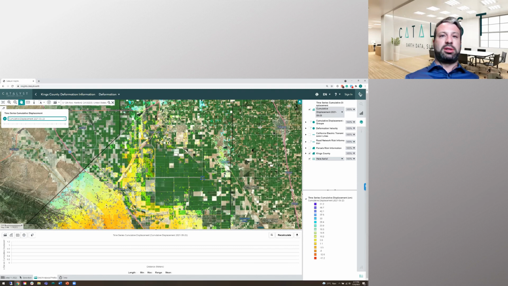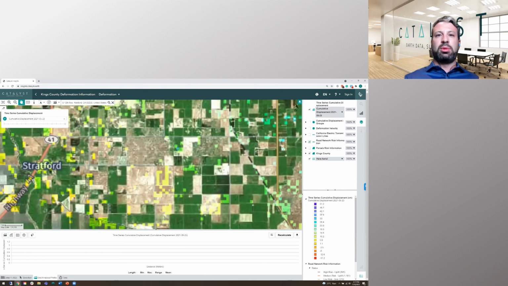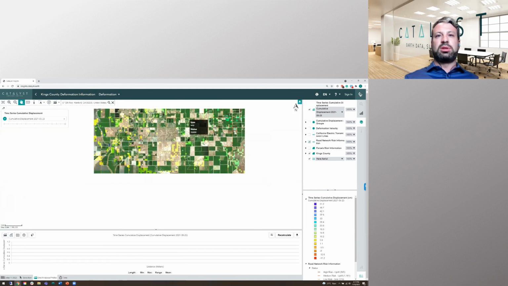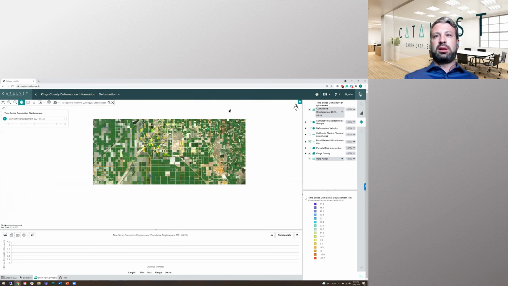Now, how does this apply to right-of-way assets and right-of-way infrastructure? One of the different applications is being able to allocate and assign risk to different types of infrastructure like road networks, where, as we zoom in, I'm just going to let the data set load, or zoom into a different area. As you can see here, it's loading.